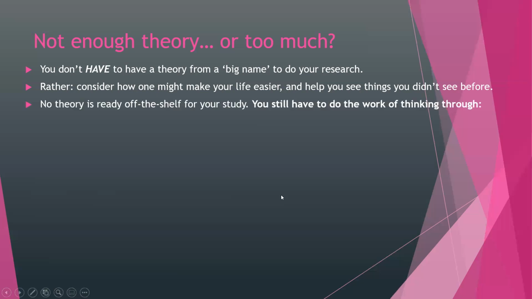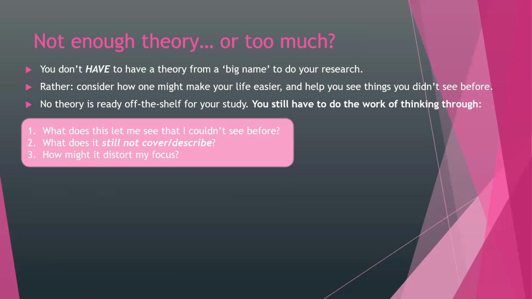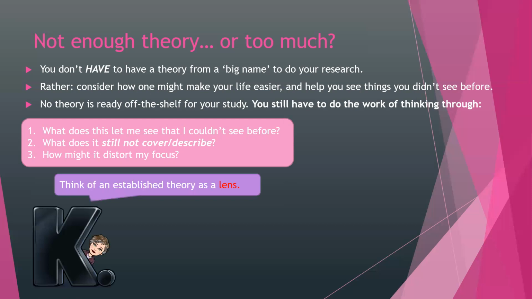Now, no theory off the shelf is ready for your study. You still have to do the thinking work. You still have to think through, what does it let you see that you couldn't see before? What does it not cover? What does it not describe? And how might it distort your focus? How might it be getting you to look at things that actually misguide you?